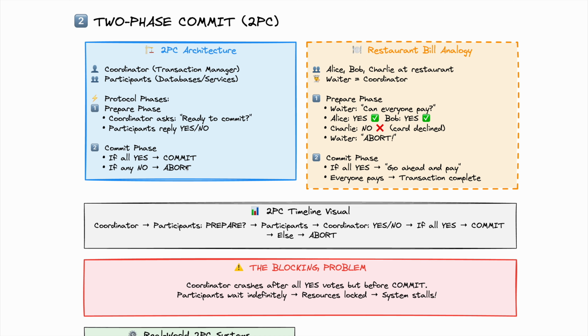Let's say in our e-commerce example, the order service and the payment service respond yes, but the inventory service responds no. In that case we abort the transaction.